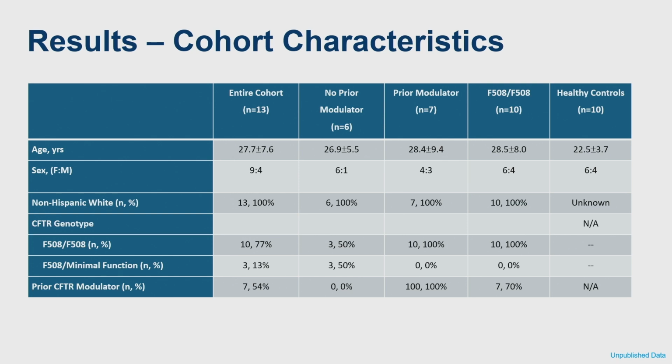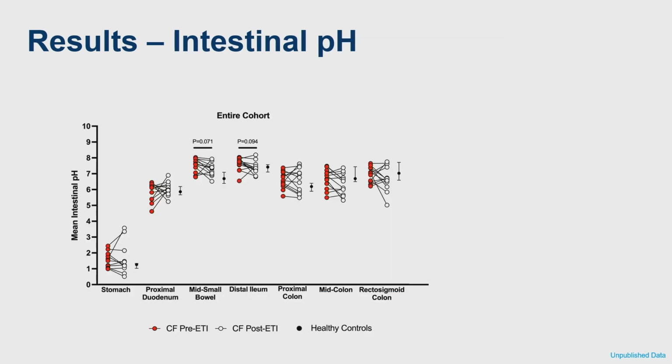So we wanted to look at those who had not been on a prior modulator versus had, and also those that were on F508 del homozygous versus had F508 minimal function, to see if there were any differences in the response there. Of course, we're starting out with a relatively small cohort, and the more times you start dividing this cohort, it gets smaller and smaller, so you have to keep that in mind as we go through the results.